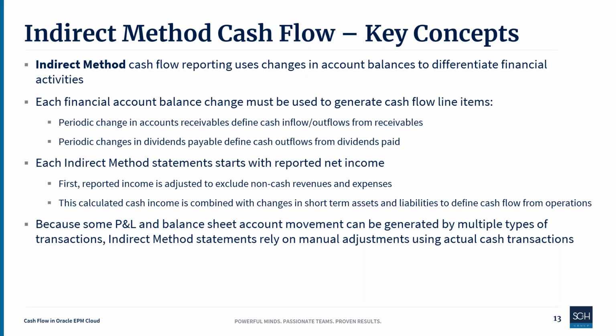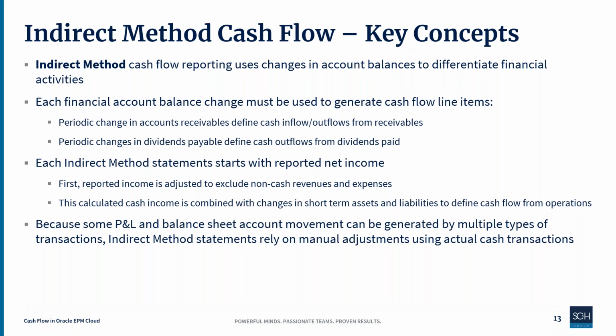For the indirect method, cash flow reporting uses change in account balances. So what we're talking about here is every single financial account on your balance sheet and your income statement must be used in generating your cash flow statement. The basic concept being, if you look at your balance sheet and income statement, your cash should change in an equal and opposite way to everything else. So if you have a decrease in all of your other balance sheet line items of $200, in order for the balance sheet to balance, your cash will need to have increased by $200.